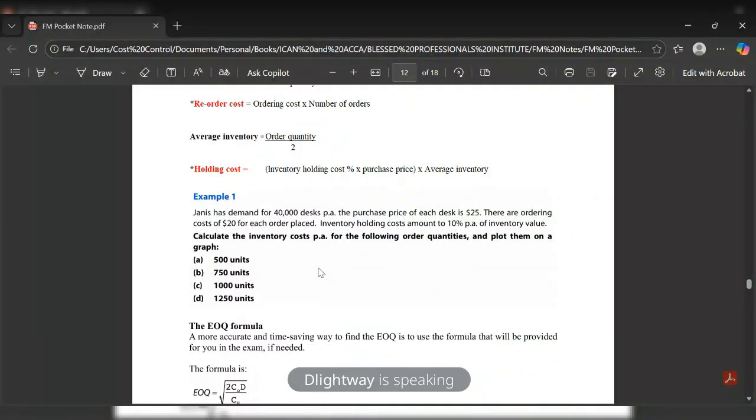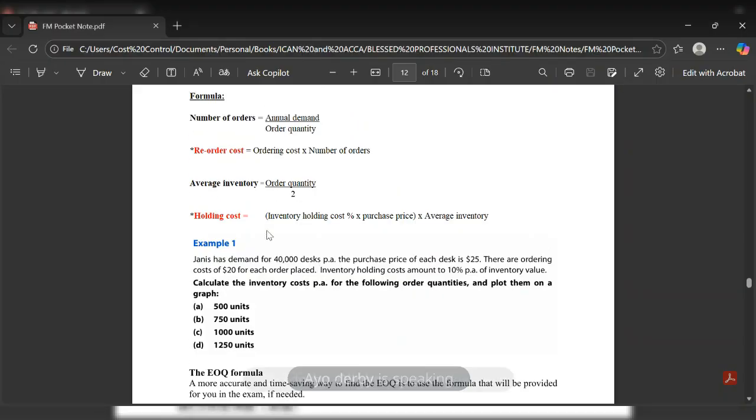So example 1. Are we still together, please? Yes. The addition of the reorder cost and the holding cost will give us the inventory cost, the total inventory cost.